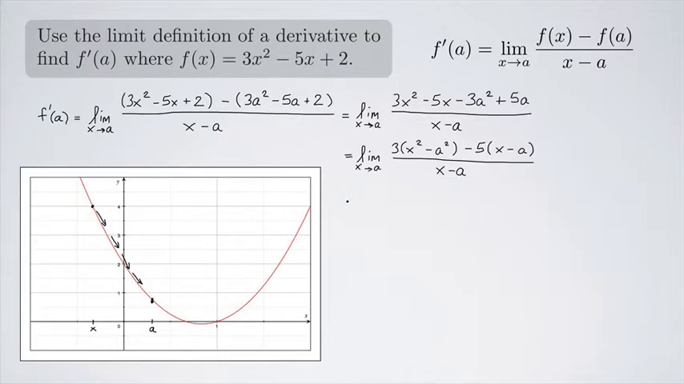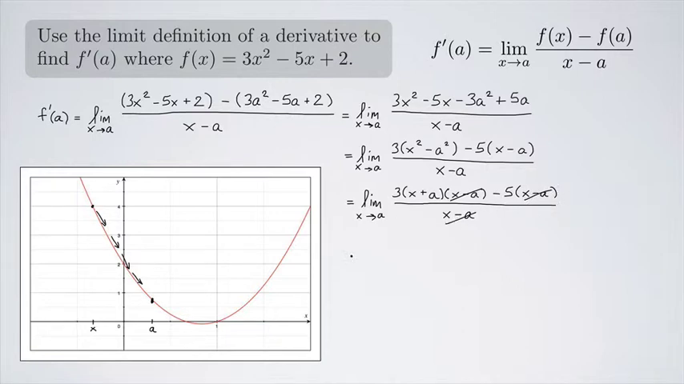Again, I have to keep writing limit because I haven't yet taken the limit. So the limit as x approaches a of x squared minus a squared. That looks like a difference of two squares, so I'm going to write that as x plus a times x minus a, minus 5 times x minus a, all over x minus a. And now what do you notice? I have an x minus a here, an x minus a here, and an x minus a in the denominator.